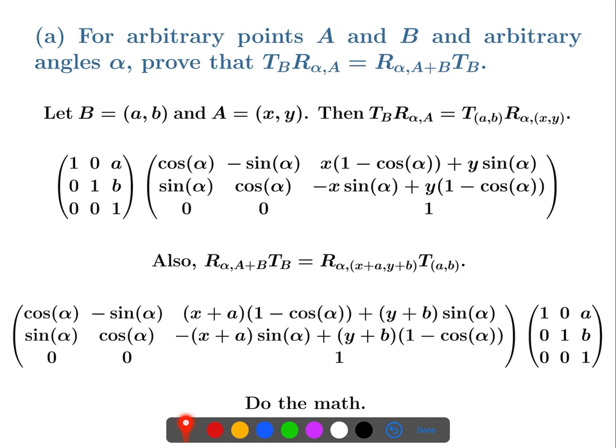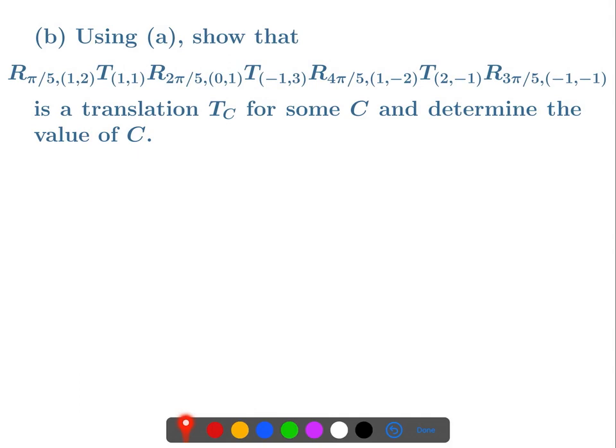So you just check all the products here, multiplying these two out, and check that you get the same thing when you multiply these two out. Not quick, but it's doable. There are ways of doing this geometrically, but that's one way that's sort of just doing arithmetic. So now we want to use A to say something about this product of translations and rotations.